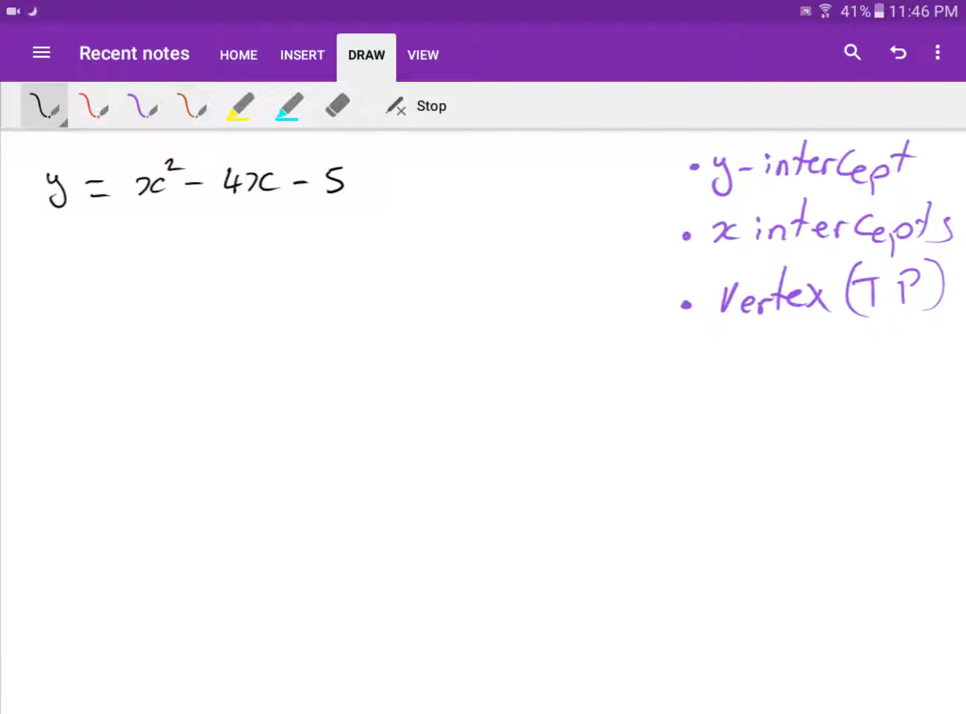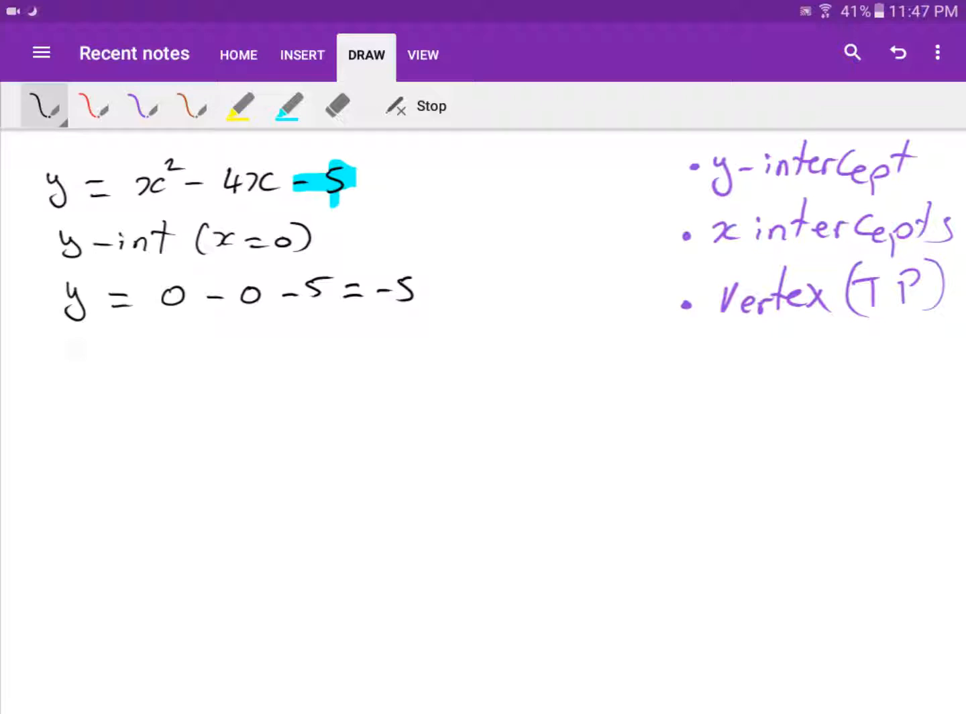Okay, let's go on this one now. To find the y-intercept, you can see when x is 0. So when x is 0, y is equal to 0 squared, minus 4 times 0, minus 5, so the y-intercept is -5. In fact, every time you look for the y-intercept, just look for the constant, because the x terms are 0 anyway. So always the constant is the y-intercept. In this case, the constant is -5, so the y-intercept is -5.